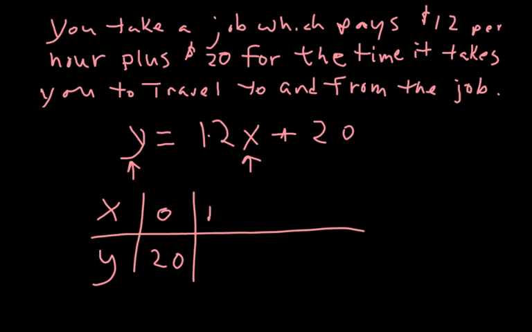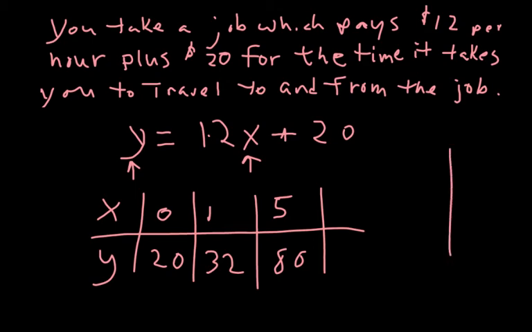Or if you work 1 hour, you would make 12 times 1 plus 20, or $32. If you did, let's go up to 5 hours, you get 12 times 5 is $60, plus another 20, so you'd make $80 for the day. So there's what your XY chart would look like. It could also be organized this way. 0, 20, 1 hour in, $32 comes out. I'll put in 2 hours on this one. So you get 12 times 2 is 24, plus 20, 44.